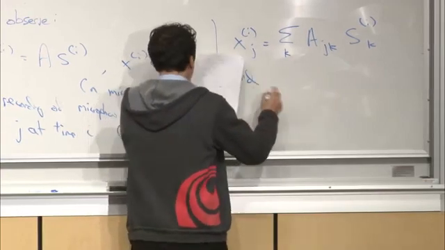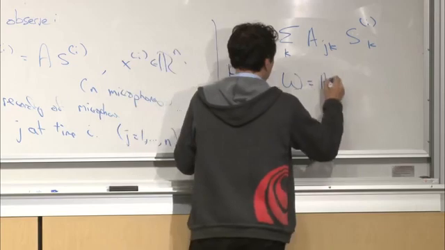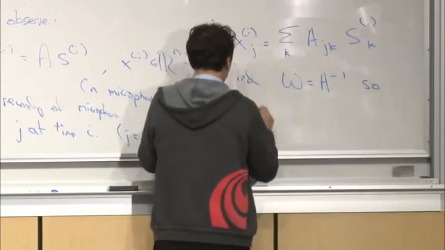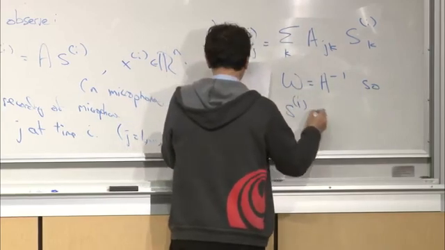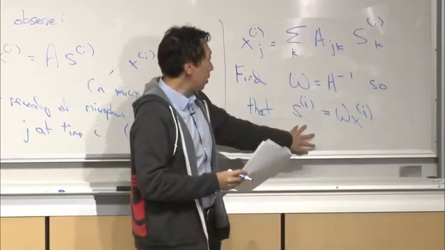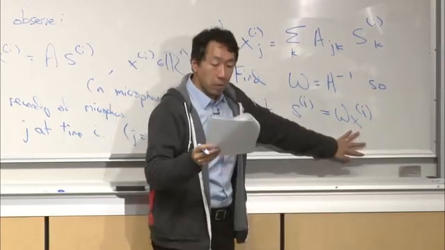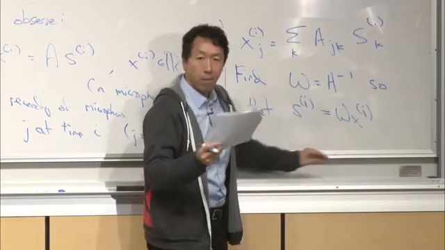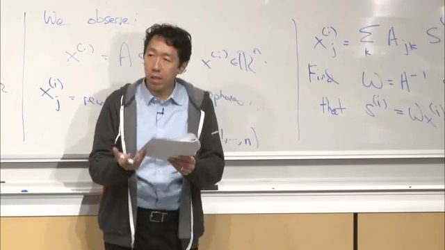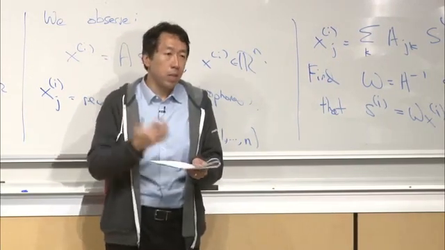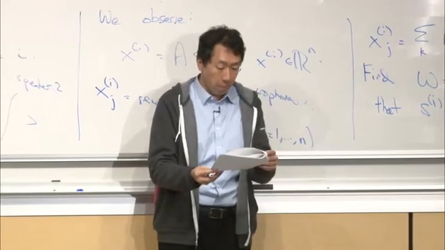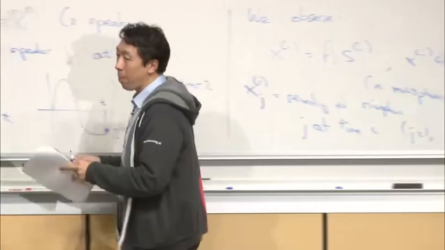And the goal is to find the matrix W, defined as A inverse, so that you can recover the sources from W x_i. Okay? And the ICA algorithm's goal, given just the data X, is to find the matrix W that lets you go back to recover the original sources S.